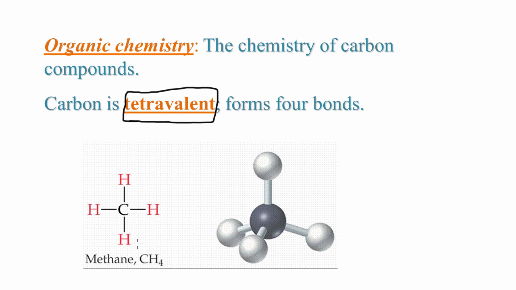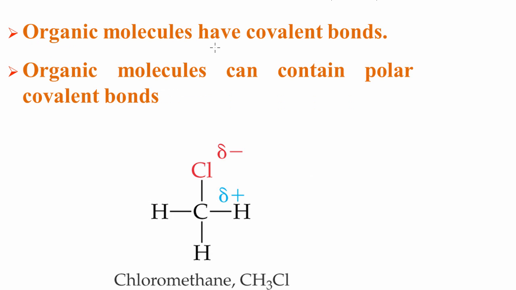Let's take a look at methane here. We know that methane has this structural formula here. We have a carbon bonded to 4 hydrogens. And then this is the ball and stick representation of methane. As a review, organic molecules contain covalent bonds. Remember, covalent means the sharing of electrons. So they share electrons in the bonds.